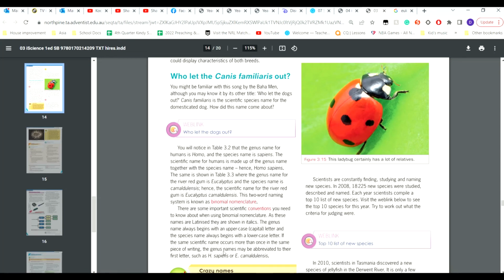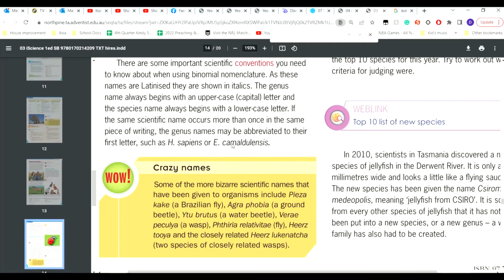Now, on that note, as it says here, there's a way to write it. They need to all be in italics. The first word, the genus, must be capitalized, and then the second word, the species name, must be italicized but with no capital letter. So you see it, H. sapiens should be Homo sapiens first, but if you write it again in the same writing, you can just write H. sapiens like that. You need to know the way to write it abbreviated, otherwise you will not be getting all the questions right in the test.